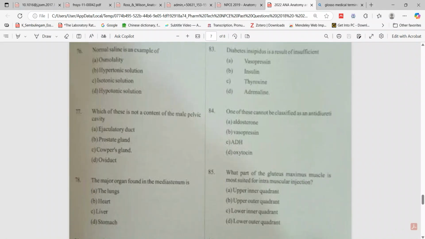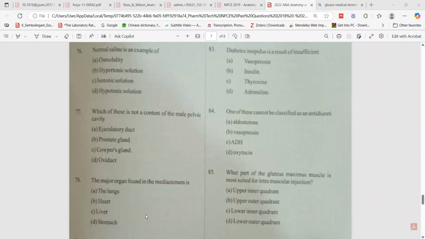Normal saline is an example of isotonic solution. Any solution that is formulated with similar osmolality to your plasma osmolality is said to be isotonic. So an example of that is the normal saline. The normal there means that it is isotonic, because we also have hypertonic saline, which means the osmolality of that saline is higher than the plasma osmolality.